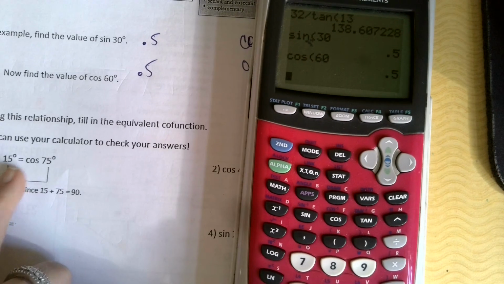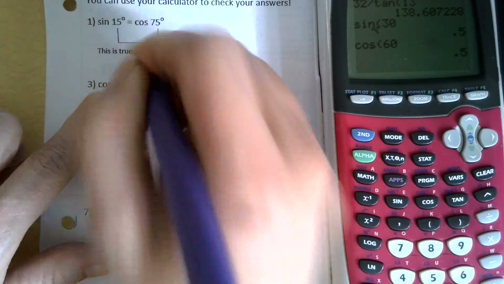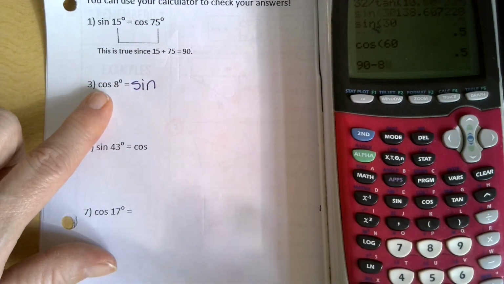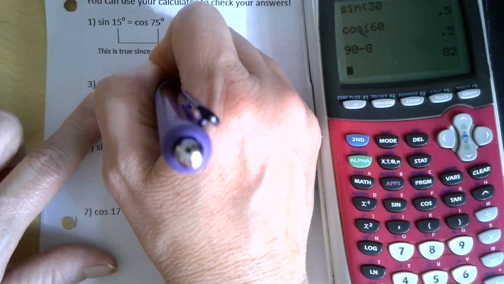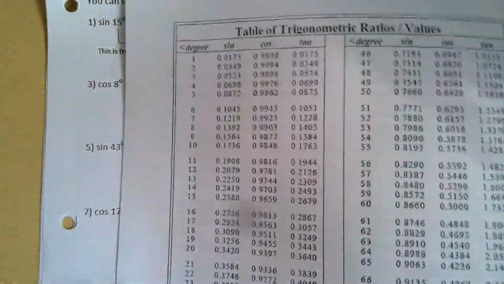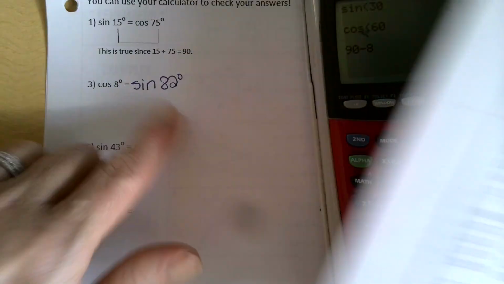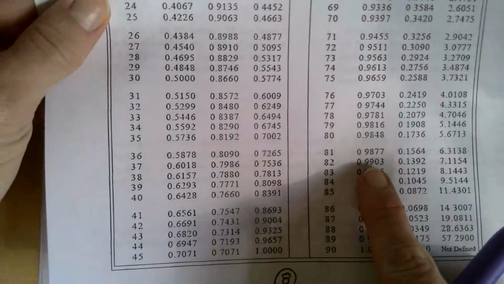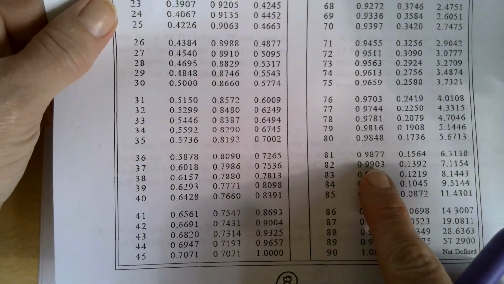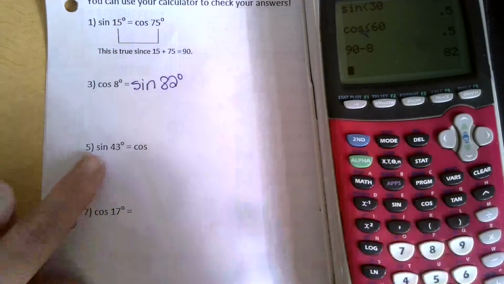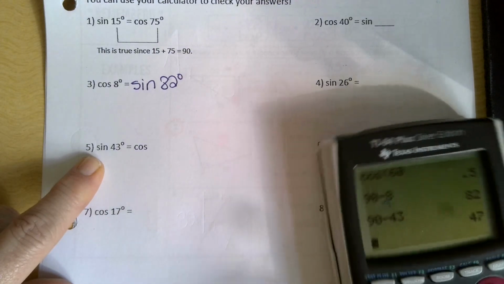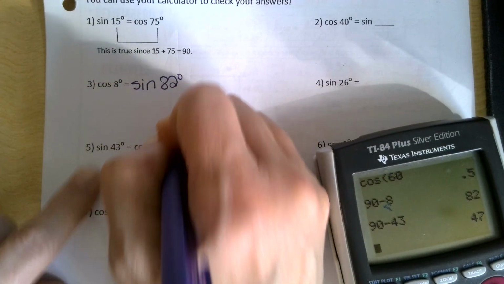So 15 and 17 is 90, so I know these are equal. It's just asking you what would it equal. So cosine of 8 degrees would be equal to the sine of, if you go 90 minus 8, 82. Cosine of 8 degrees, 0.9903. Sine of 82, 0.9903. See how they're equal? They're cofunctions. Okay. Sine of 43 is the same as cosine of 47.